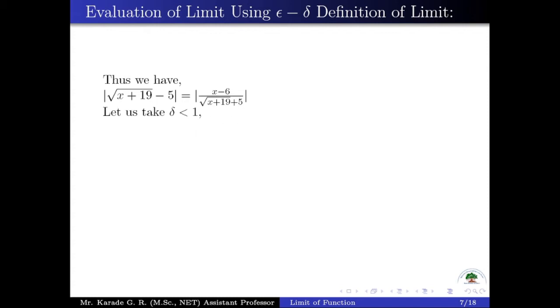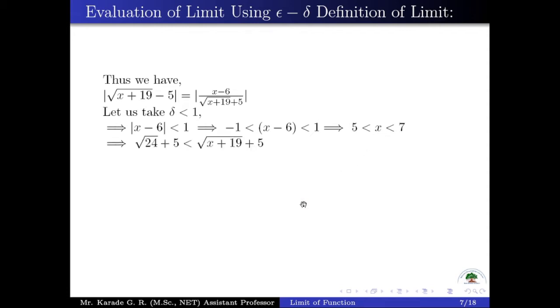Let us take delta less than 1, and this will imply mod of x minus 6 is less than 1, and this implies again, by the property of modulus, x minus 6 is greater than minus 1 and less than 1. This implies x is greater than 5 and x is less than 7, and finally we will show that root 24 plus 5 is less than square root of x plus 19 plus 5. It is very simple to show that.